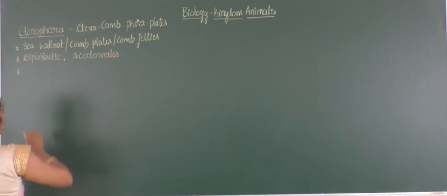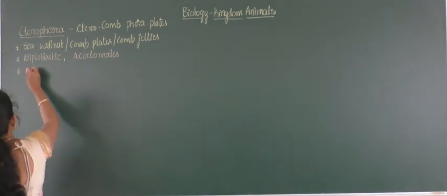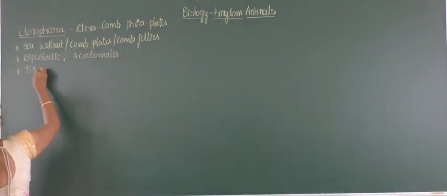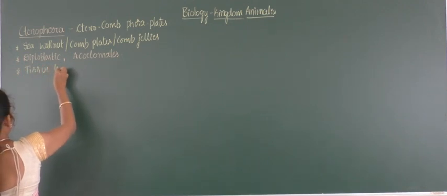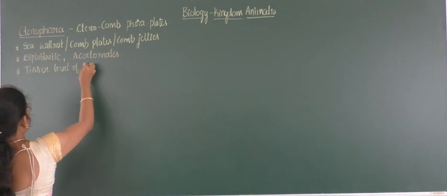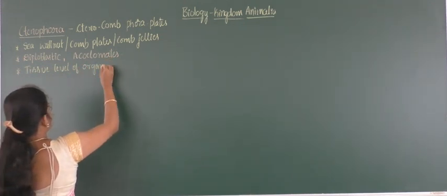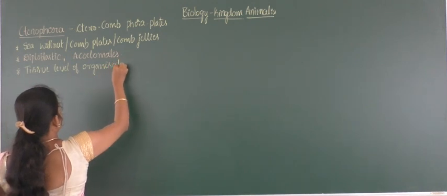As for the level of organization, the body level of organization is tissue grade type. Tissue level of organization is present.